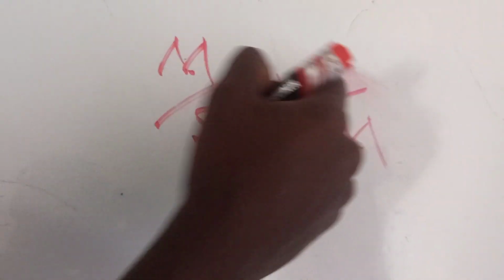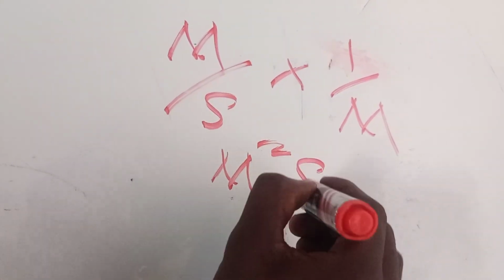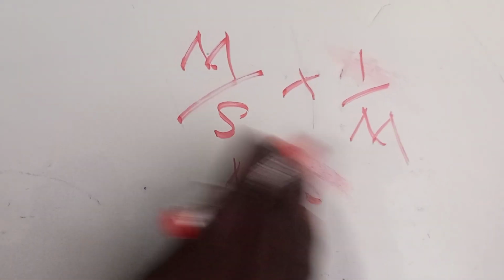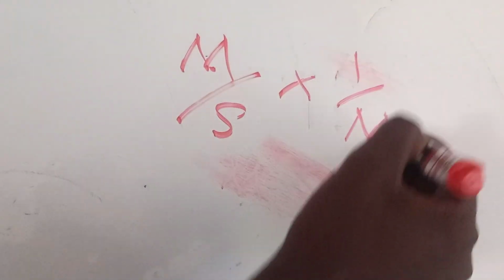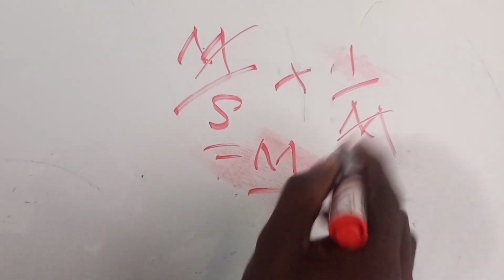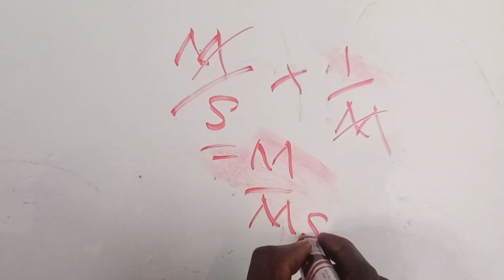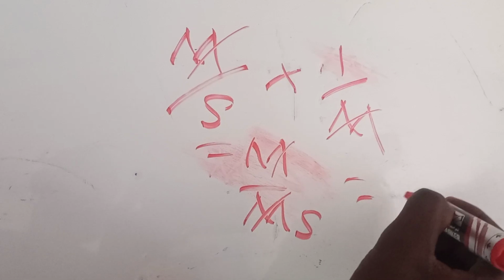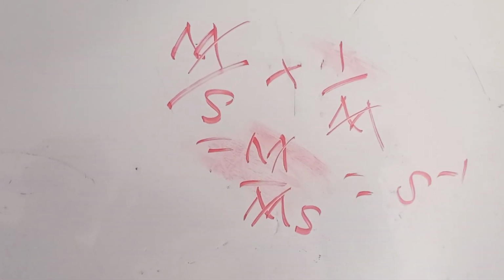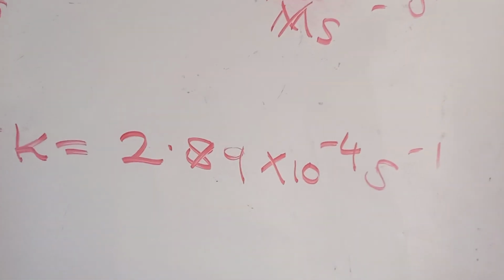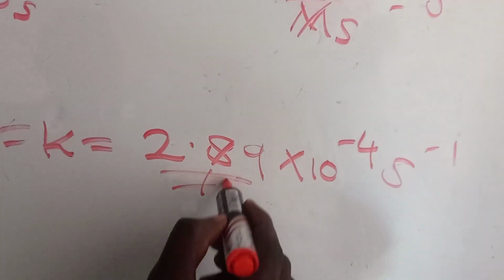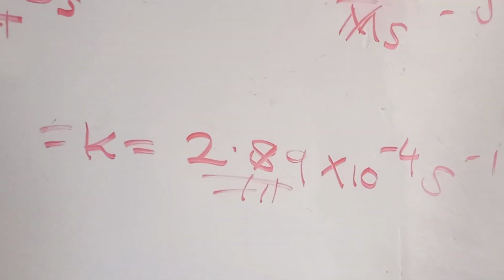M squared. What is 1 times M times S? If I go any further, you just cancel them, not multiplication, just cancel them. So this M goes to that M, or you say M times 1 is M. What is M times S? It is MS. So this one is gone, hence I'm going to remain with the reciprocal of S as the units of that order of the reaction. So we have K there.